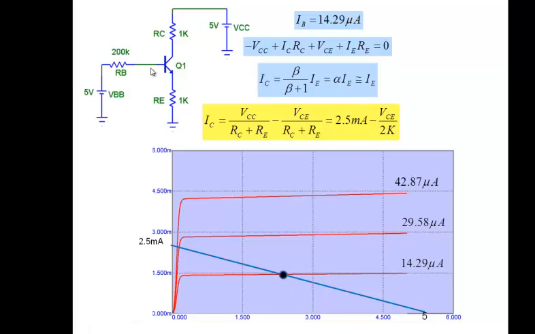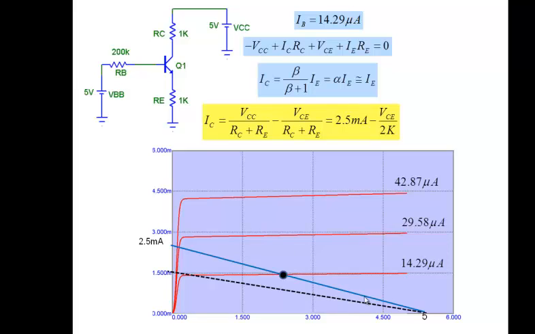So first I have to calculate IB. IB decides which curve I am on. Then I have the transistor characteristics. I have another equation which I call the load line. Load line because it's related to my RC here. Typically we may use a load resistor at this particular point, so we call it a load line. So that tells us where the operating point of the circuit is.